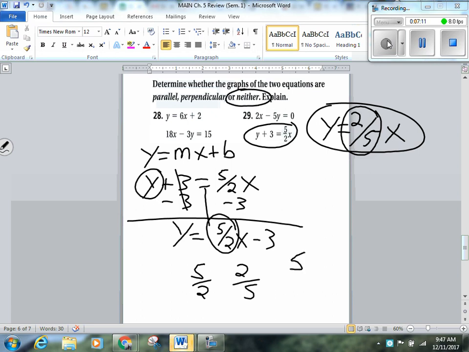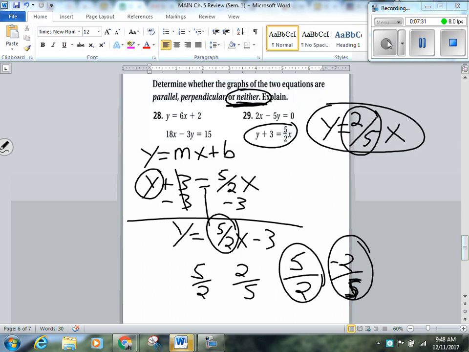Had it been 5 over 2 and negative 2 over 5, then it would have been perpendicular, because this fraction is a reciprocal of that one, and it's negative. But because it wasn't, it is neither.